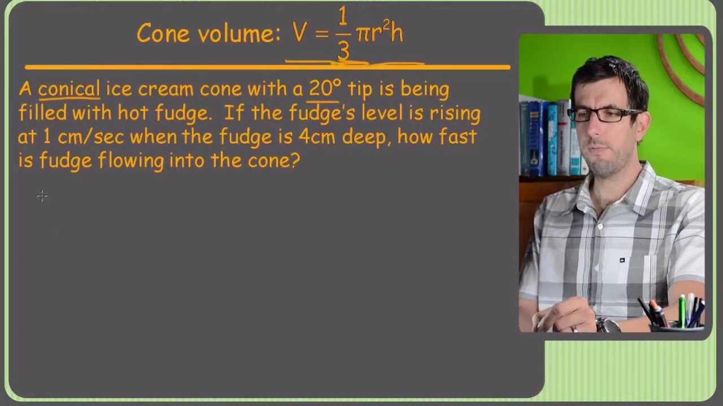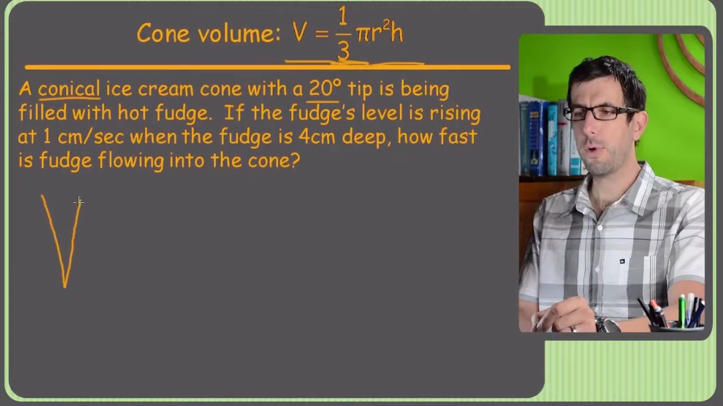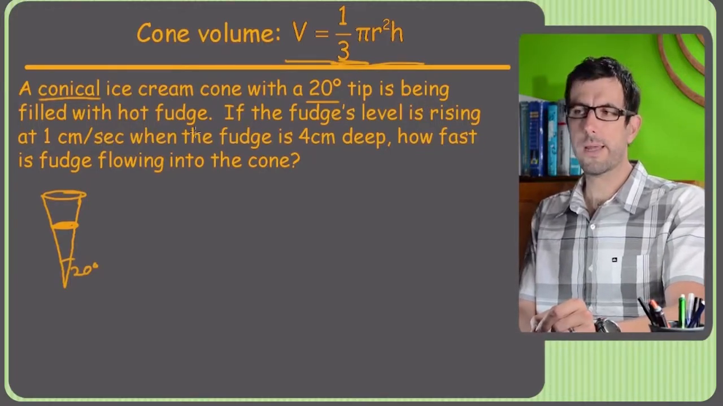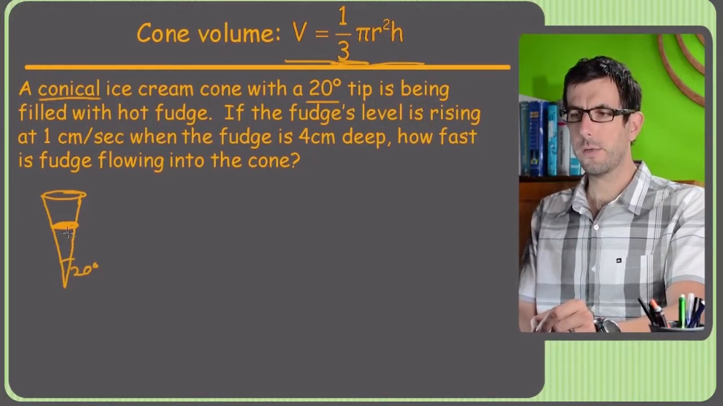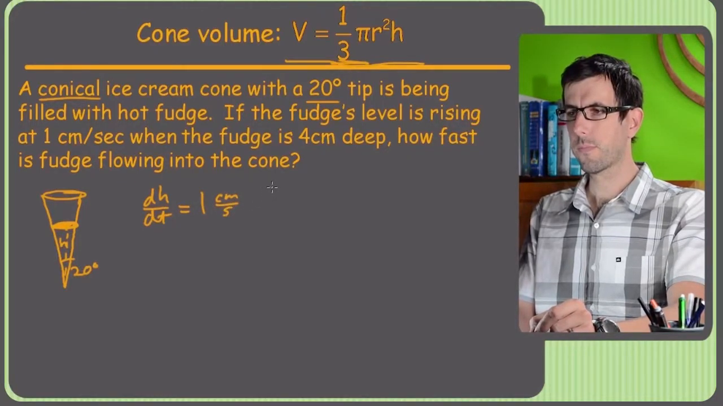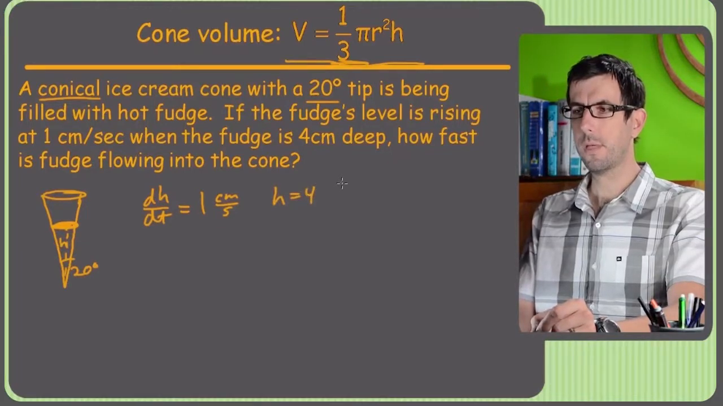All right, so it's similar to a problem we worked previously, except it's a pointier cone. So this is only 20 degrees down here. Being filled with fudge, so probably have a fudge level right there. Cone's not full all the way. The fudge's level is rising at 1 centimeter per second. Alright, so once again I think we'll have an h in here. So if dh/dt equals 1 centimeter per second, when the fudge is 4 centimeters deep, how fast is fudge flowing into the cone?